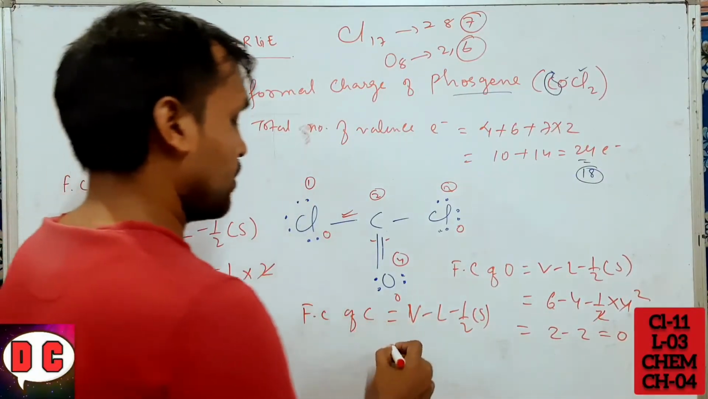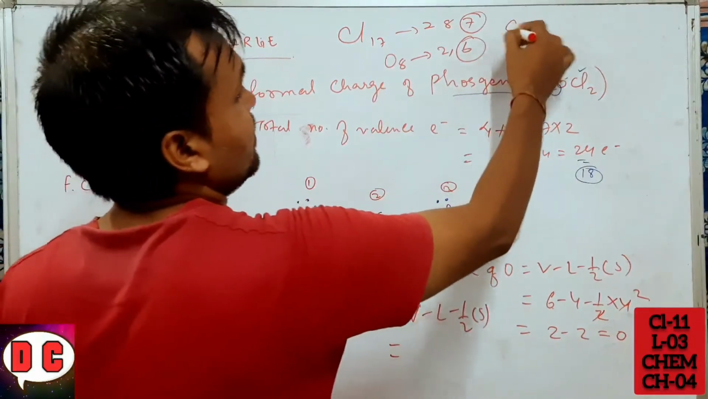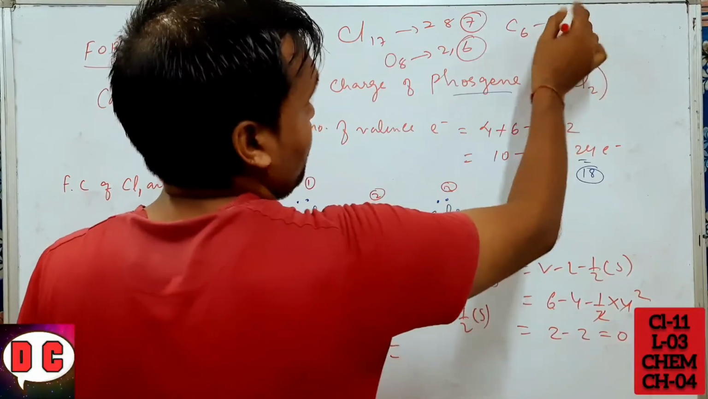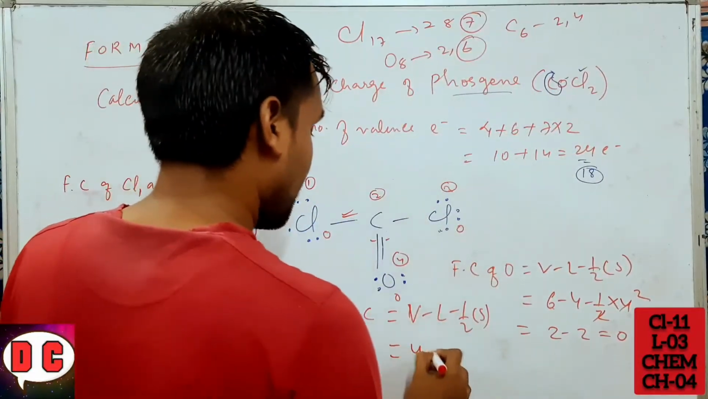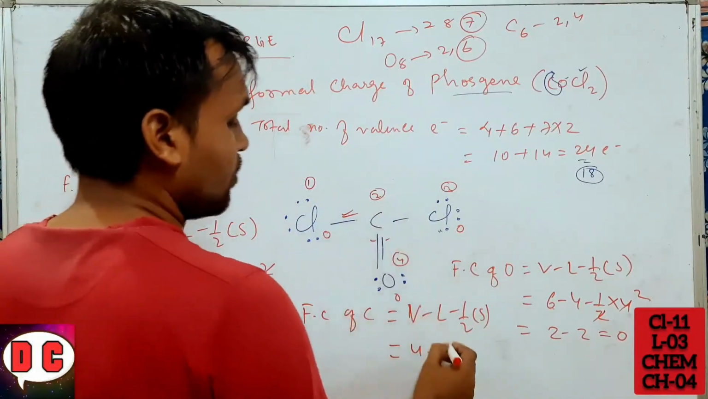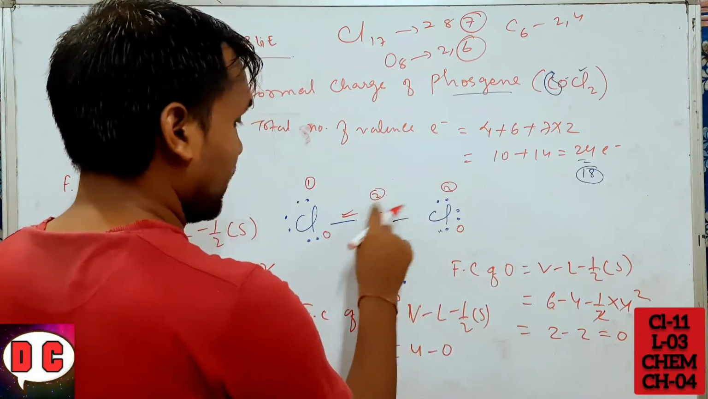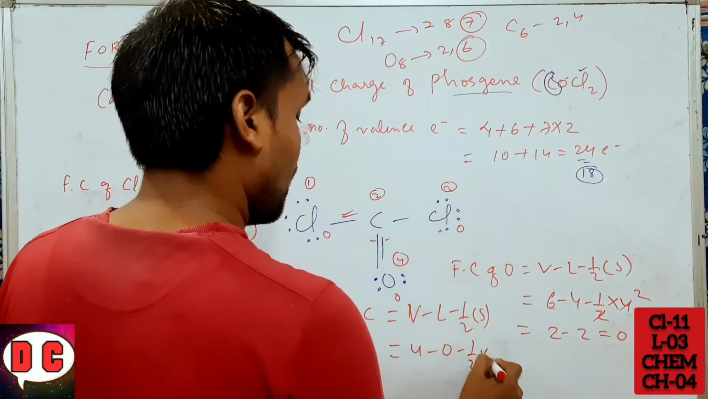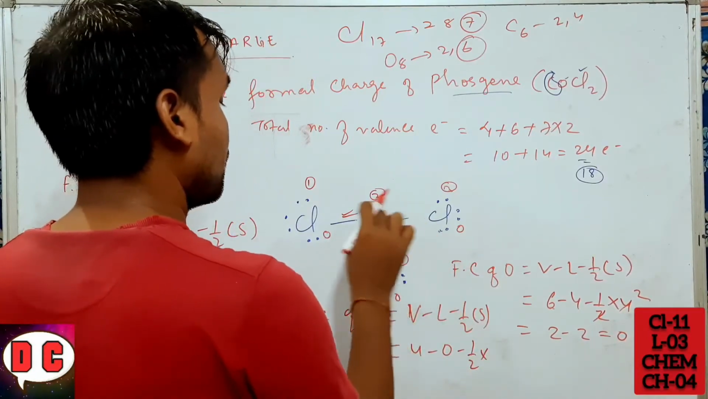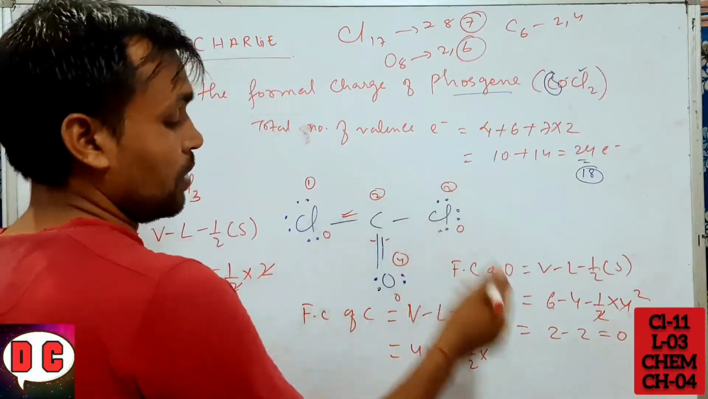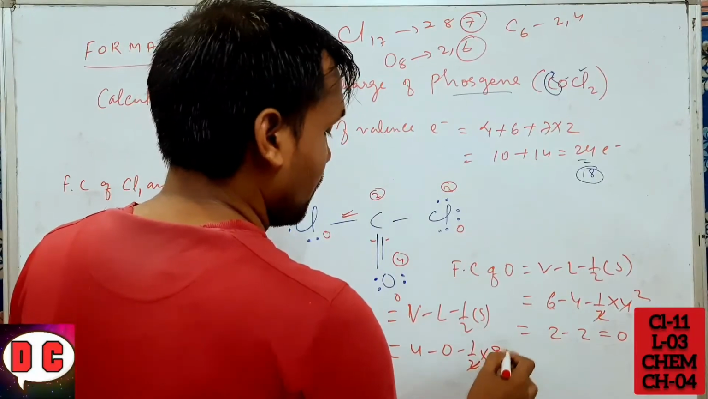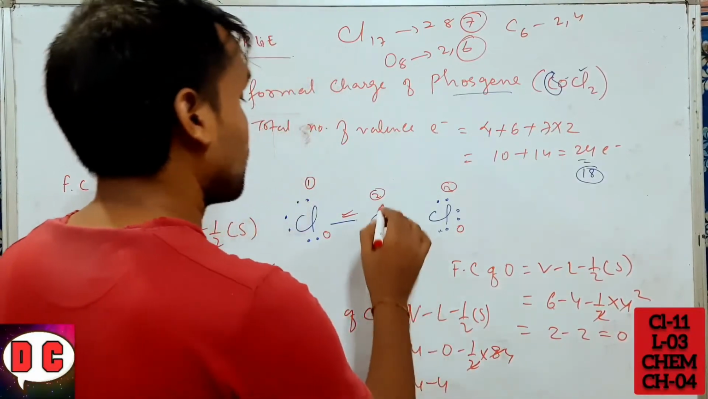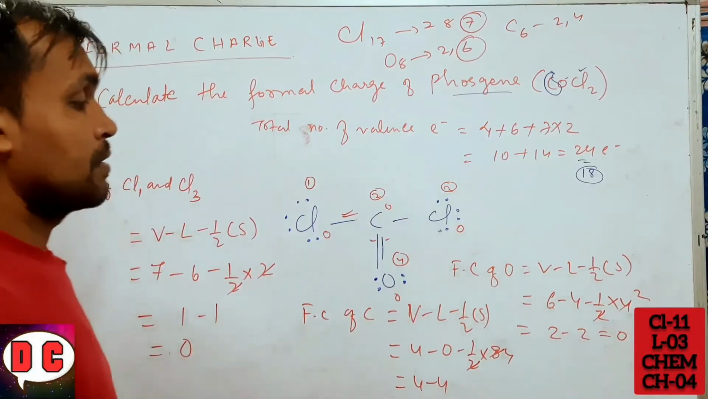What is the valency of carbon? The atomic number of carbon is 6, so the configuration is 2, 4. So the number of valence electrons is 4. Minus, is there any lone pair? No, there is no lone pair here, so 0. Minus shared pair. How many shared electrons are there? 4 bonds, so 8 electrons, and half of that is 4. So 4 minus 4 equals 0. So here also the formal charge is 0.